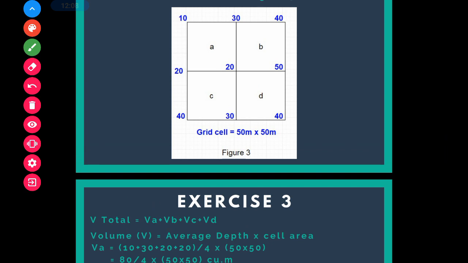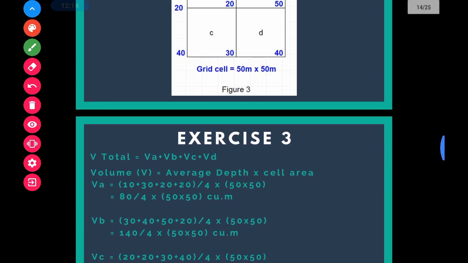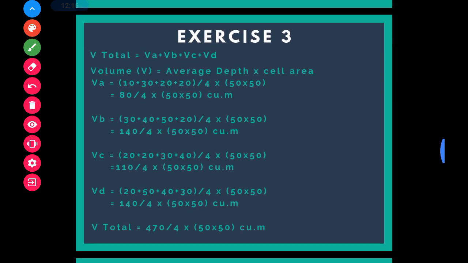Meaning that you need to determine the volume for A, volume for B, volume for C, volume for D, and then you sum up to get the total volume. And you still need to apply the same formula, average depth multiply with cell area.